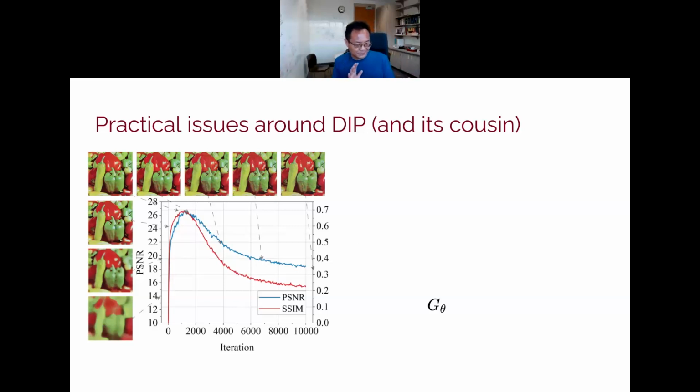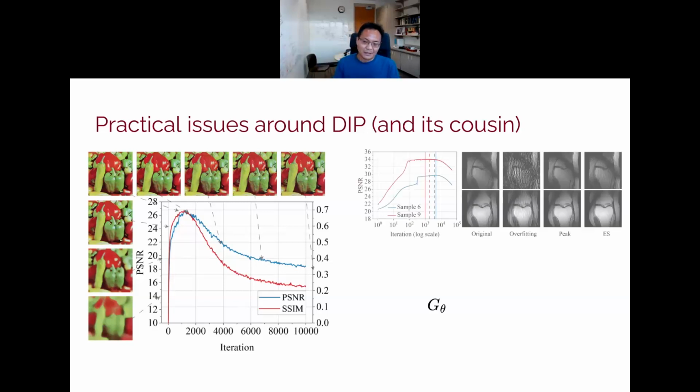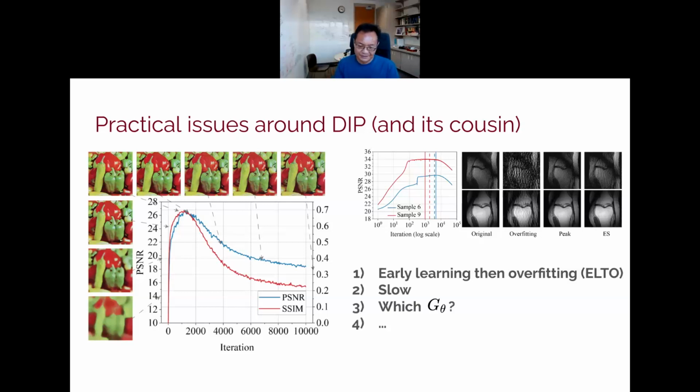This kind of overfitting is different from the typical overfitting that machine learning people talk about. This is not only for denoising. This is almost universal for all other applications of DIP, and similarly for the neural implicit representation. So this is one big issue, and there are other issues.